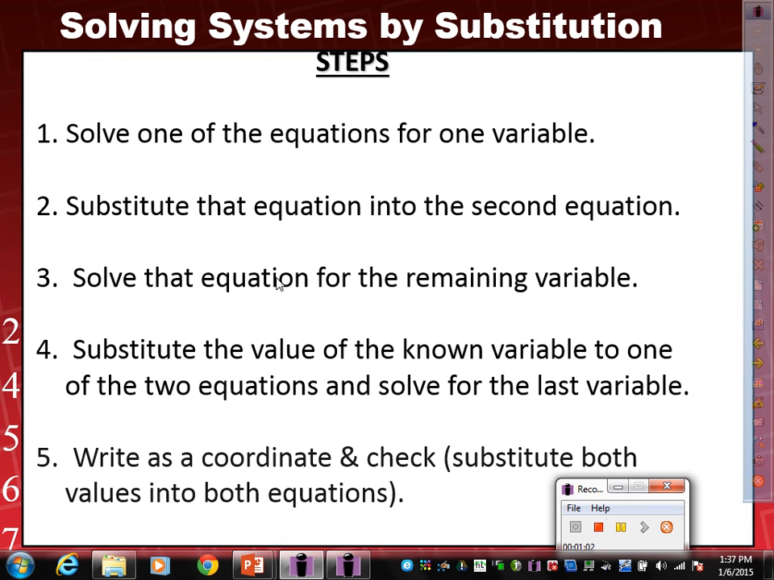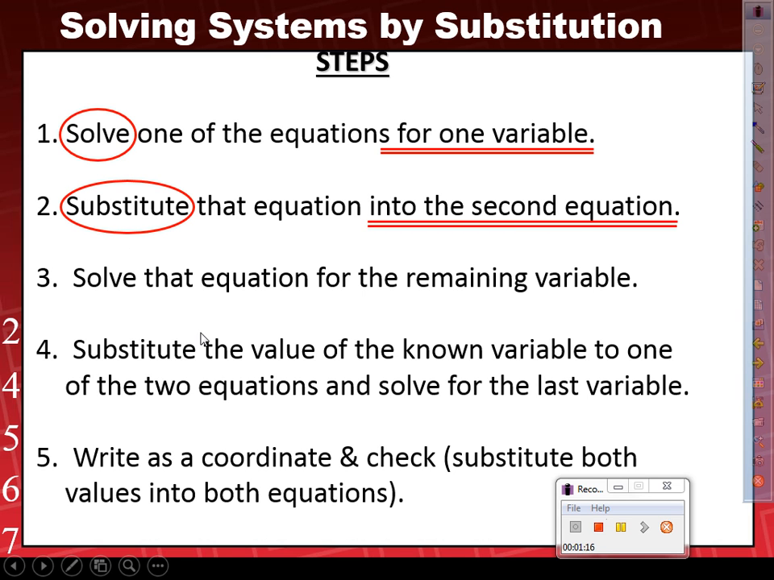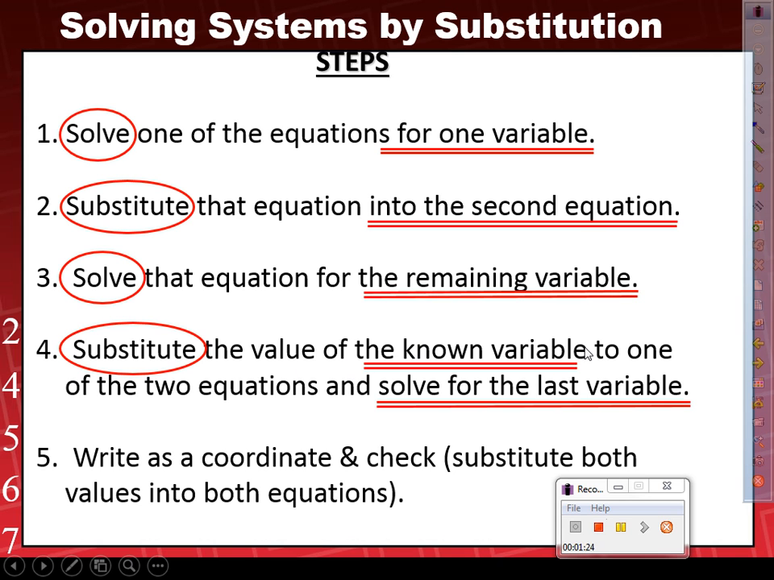On the steps, circle some words and underline. For the first one, circle solve, and underline where it says for one variable. Step 2, circle substitute and underline into the second equation. The third step, solve. Underline the remaining variable. Step 4, substitute. Underline the known variable and solve for the last. At the end, write and underline coordinate and check. Copy that.